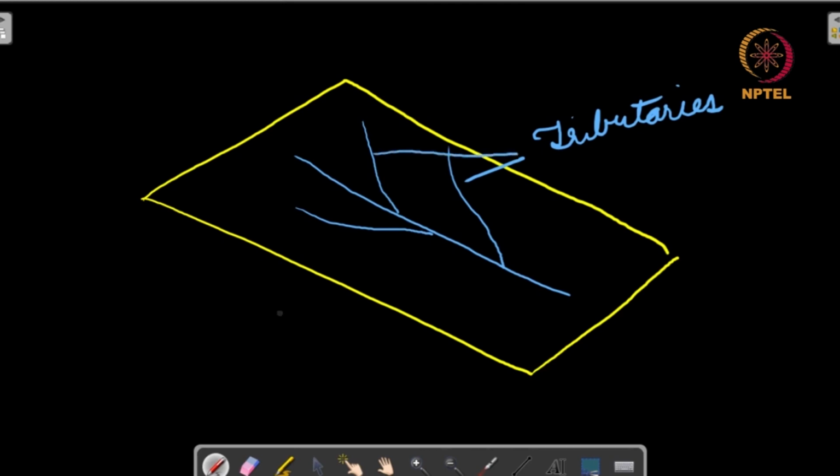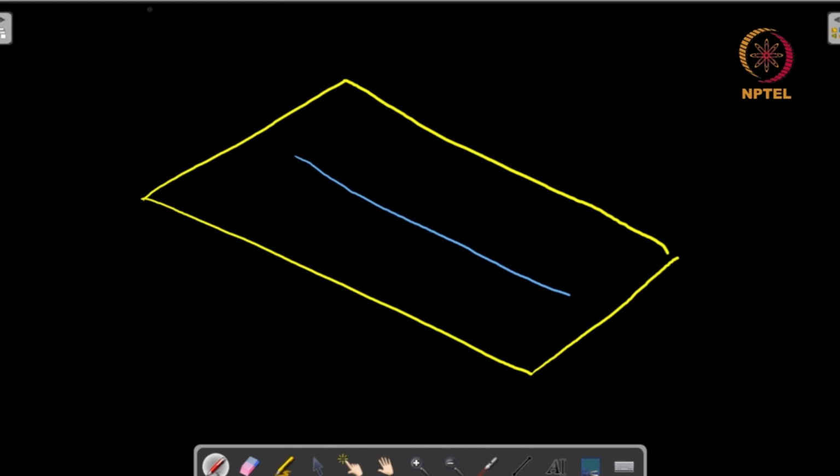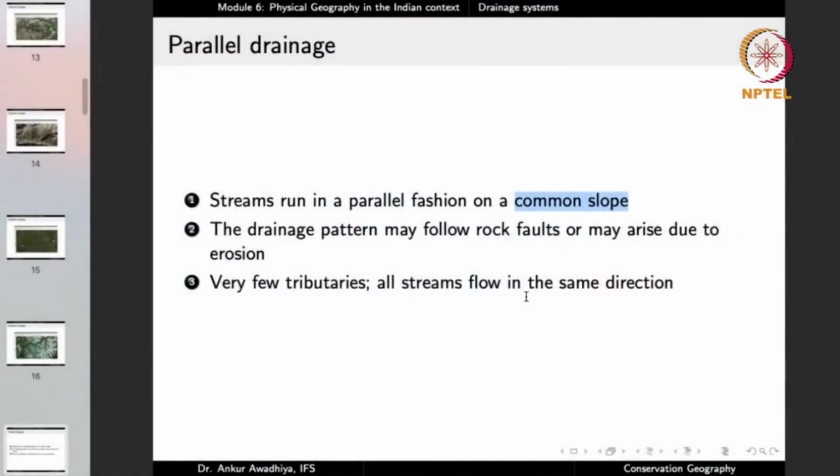But for a stream to become a tributary, it should be joining the main stream, and this typically occurs at an angle. But in the case of the parallel drainage, you have a situation where all the streams are parallel. So if the streams are parallel, they are never going to join each other. And so either you find no tributaries, or say once in a while, because of a small amount of slope, some streams might join, but that is the exception, not the norm.